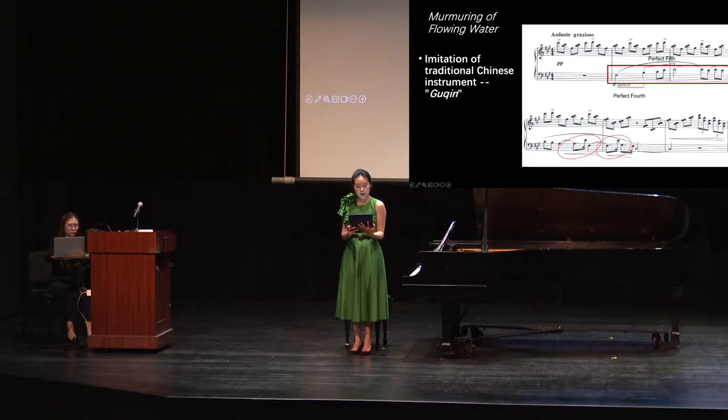As we can see from the beginning phrase, the melody in the left hand imitates the timbre of the guqin. Due to the guqin being one of the Chinese overtone instruments based on just intonation, the melody for this piece is composed based on the frame of perfect fourths and fifths.